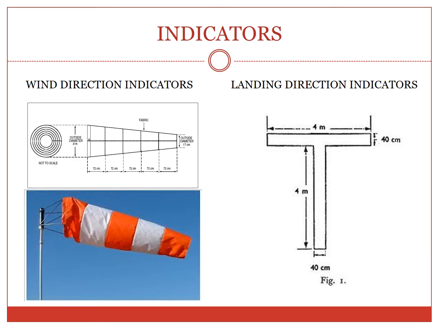Next are the landing direction indicators. These are usually in the form of a T. It should be located in a conspicuous place on an airport. The purpose of the landing direction indicator is to indicate to the pilot the direction of the active runway of the airport. The shape and the minimum dimensions of the landing T are shown in the following figure, and the color shall be either white or orange.